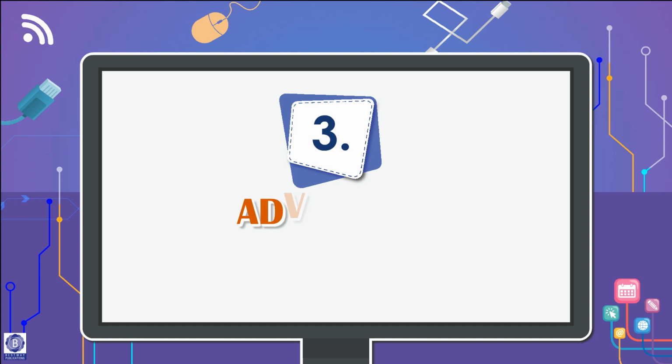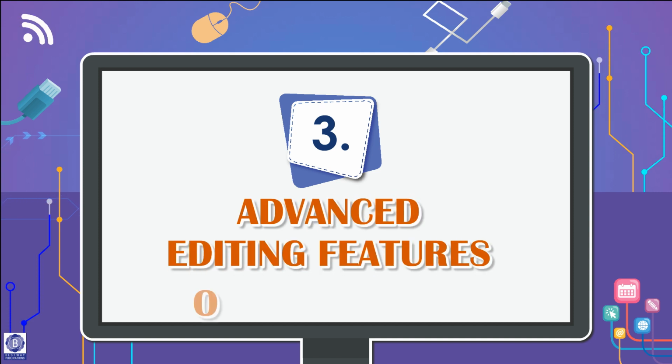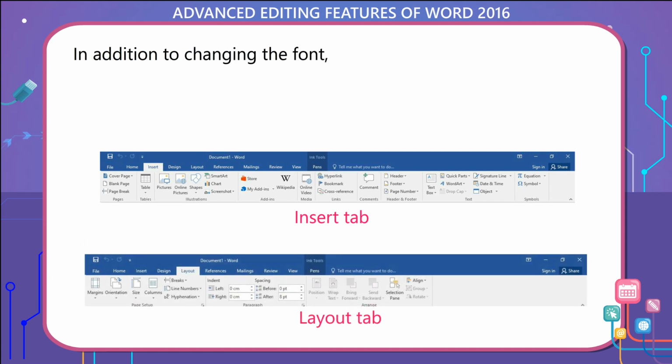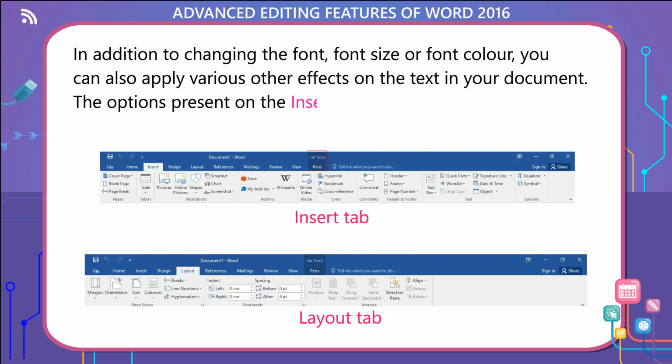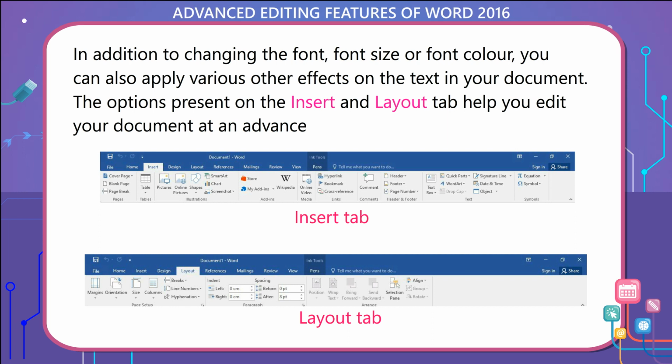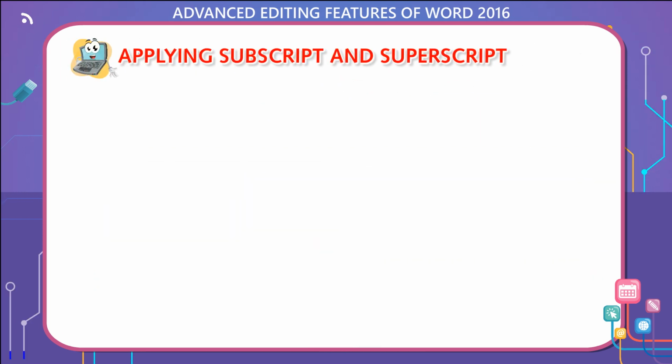Chapter 3: Advanced Editing Features of Word 2016. In addition to changing the font size or font color, you can also apply various other effects on the text in your document. The options present on the Insert and Layout tabs help you edit your document at an advanced level. Applying subscript and superscript.